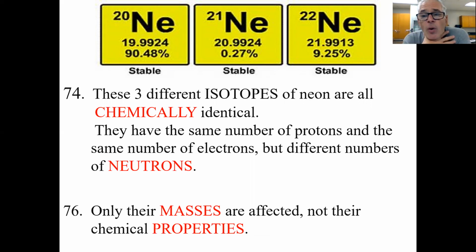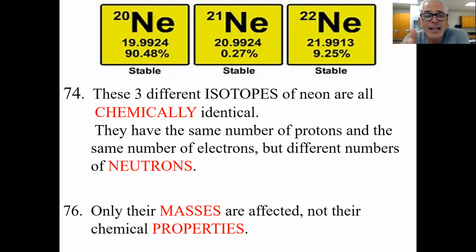Now, neon 20, this gets a little complicated, and I don't want to talk about it too much, but the actual mass of neon 20 is closer to 19.9924. And there are reasons for that that I will talk about another day. Neon 21 doesn't quite weigh 21, it's 20.9924. And neon 22 has an atomic mass of 21.9913, but we're friends. Yeah, we're going to round them.